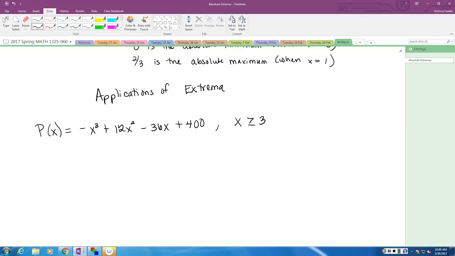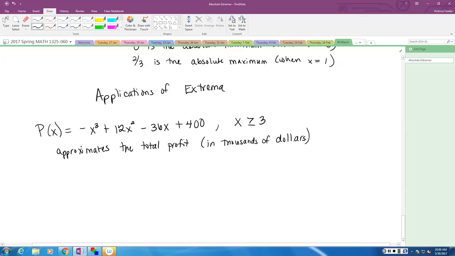So it'd be written like this, and it would say, this approximates the total profit in thousands of dollars from the sale of x 100,000 tires. So if you go look at your profit function, you're saying I'm only going to look at selling greater than or equal to 300,000 tires, right?